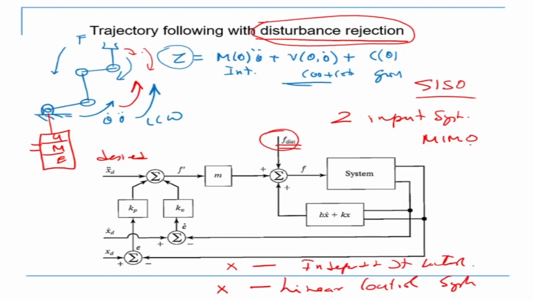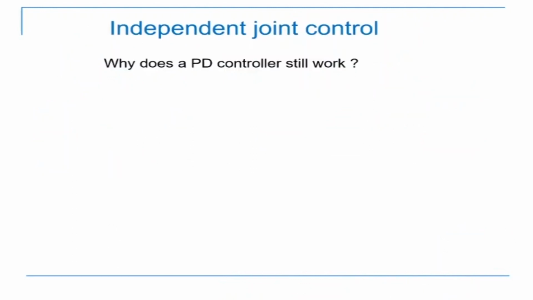Then the question comes: what is dynamics doing? The third thing is that it is causing a disturbance to the system. Now, in spite of that, why is it still working? Why does the linear control system still work when all these things are there? Let us try to understand this very interesting question. Why does independent joint control, or PD control with only independent joint control, work?